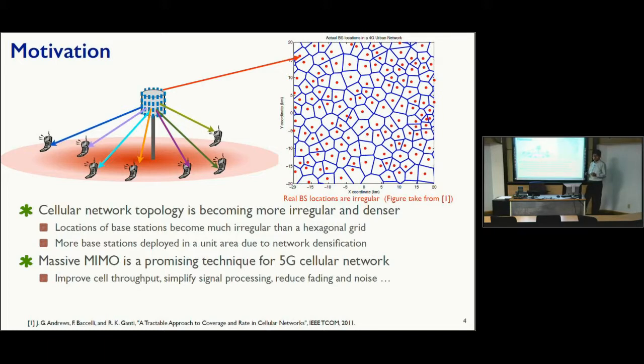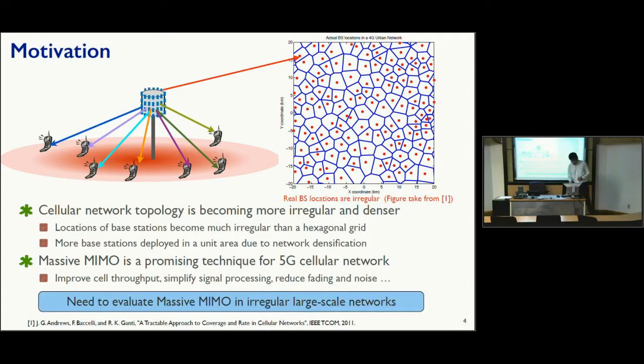The basic idea is to have large antenna arrays at the base station, say 100 antennas at the base station, and serving tens of users in a cell. So by serving more users, the cell throughput can be improved. Also, analyses show that the interference and the noise will be reduced if you have a large antenna array. So in this work, we will analyze the performance of massive MIMO in irregular large-scale networks.